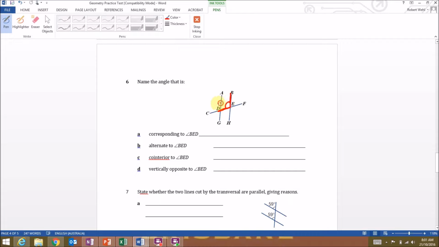The angle that's corresponding to that is this one. So it's angle ADC. The angle that is alternate to it across the transversal on the opposite side is angle GDE. The angle that is co-interior to it, so co means 2, interior means inside, okay, is ADE. And the angle that is vertically opposite it is straight across, okay, is FEH.